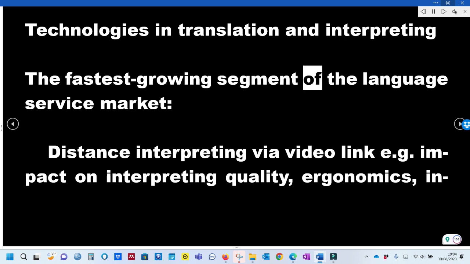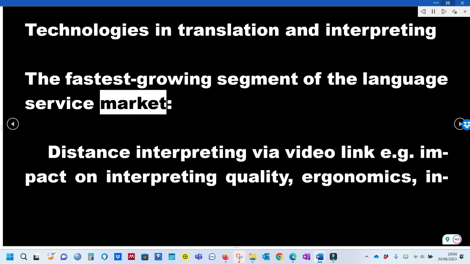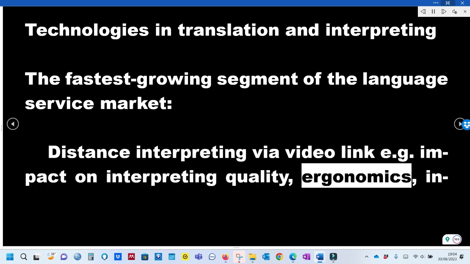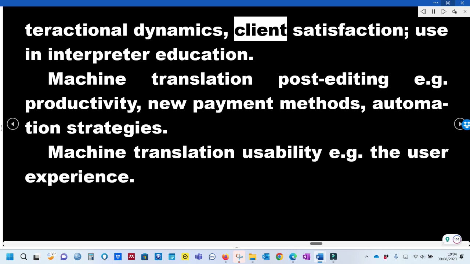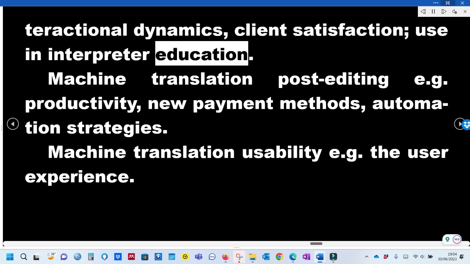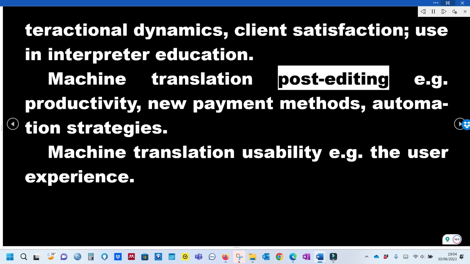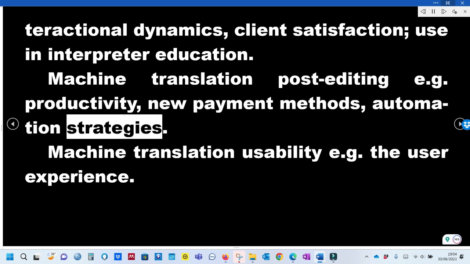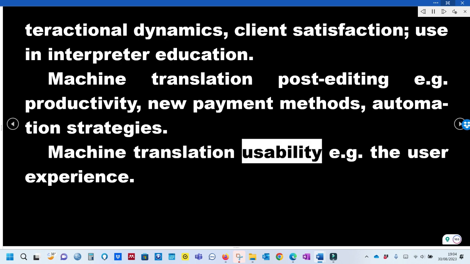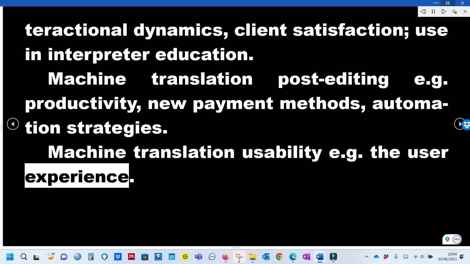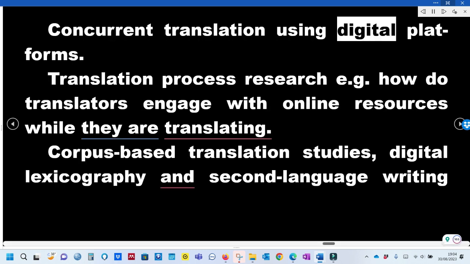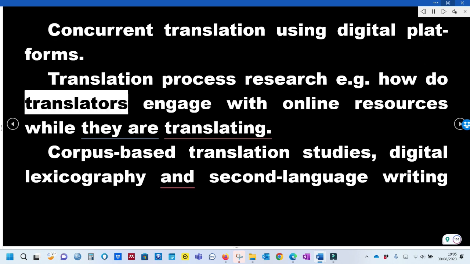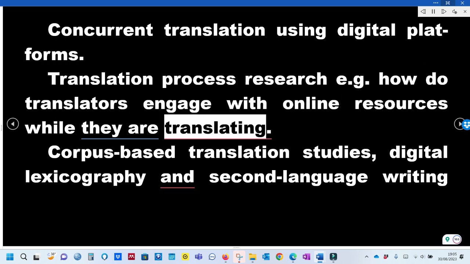Technologies in translation and interpreting. The fastest growing segment of the language service market. Distance interpreting via video link, e.g. impact on interpreting quality, ergonomics, interactional dynamics, client satisfaction, use in interpreter education. Machine translation post-editing, e.g. productivity, new payment methods, automation strategies. Machine translation usability, e.g. the user experience. Concurrent translation using digital platforms. Translation process research, e.g. how do translators engage with online resources while they are translating.